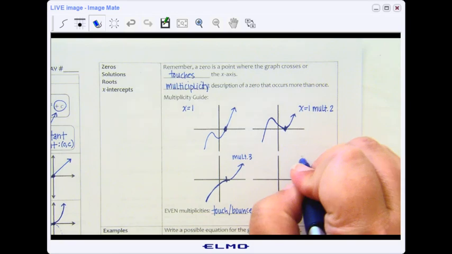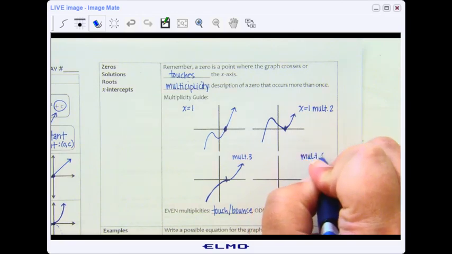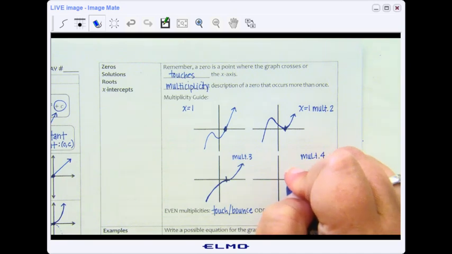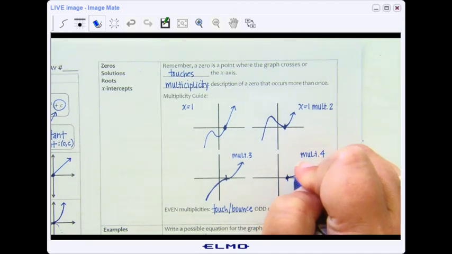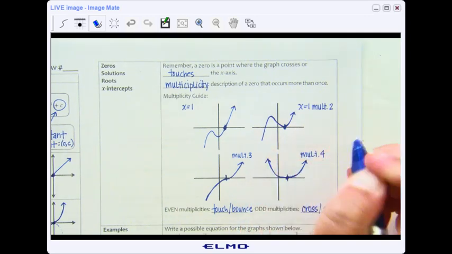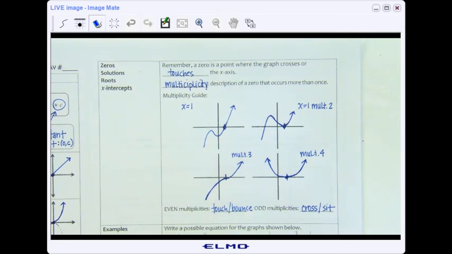If you have a multiplicity of 4, then you're going to kind of lay on the graph. And this is going to look very exaggerated. But instead of just touching and turning, you kind of sit or lay at x equals 1 for a little bit. It's going to look wider across this way than it does when the multiplicity is just 2.